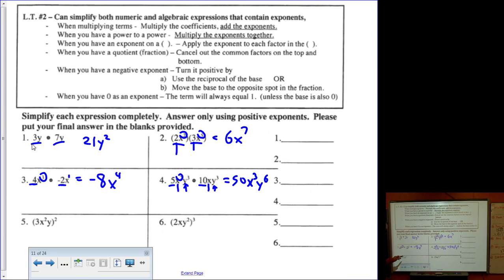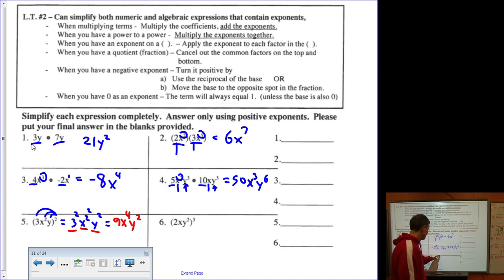Number 5, this 2 needs to be put on each thing in parentheses. So that would be 3 to the second, x squared to the second, and y to the second. Then you would go ahead and simplify that. Well, 3 to the second is 9. X squared to the second, since you have an exponent to another exponent, you multiply them and get x to the fourth, and the y to the second does not need simplified.